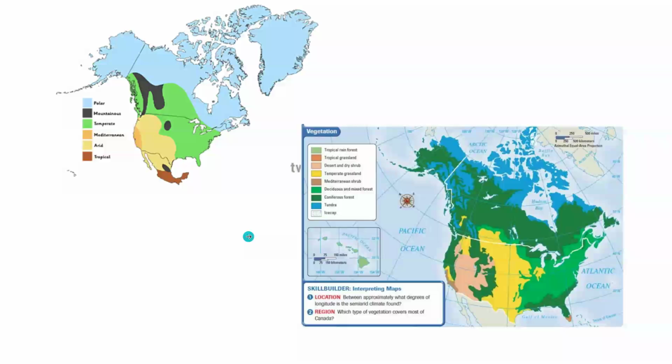Now let us see about North America. What are the different types of forests, climate, vegetation and climate here? You see all this light blue color, it is completely covered with ice, the polar region. Then black color is mountainous regions. Green is temperate grasslands. Then the Mediterranean type of climate, that means sultry, humid climate. Temperatures will be higher and humidity also will be higher.